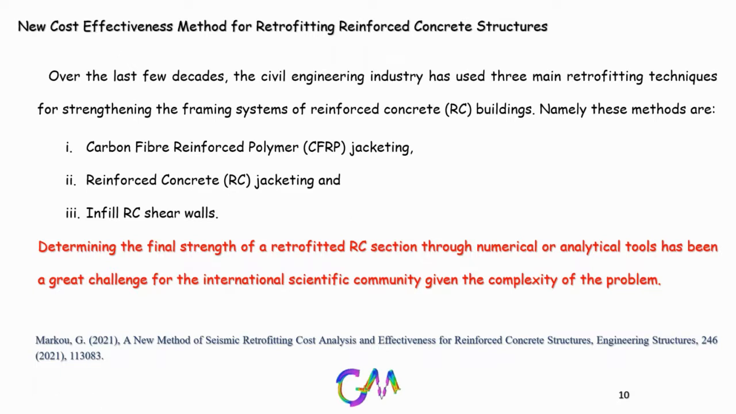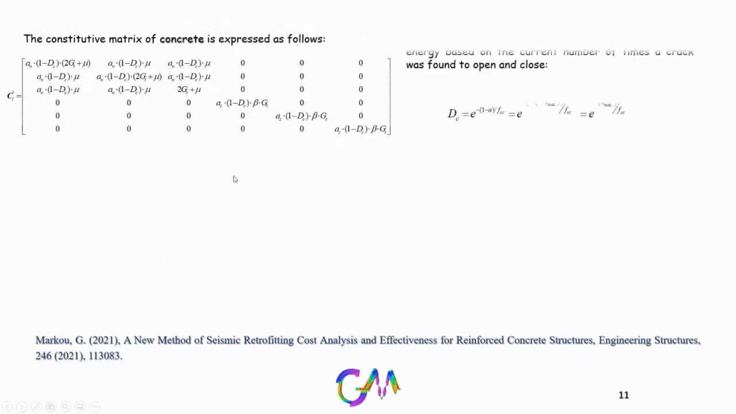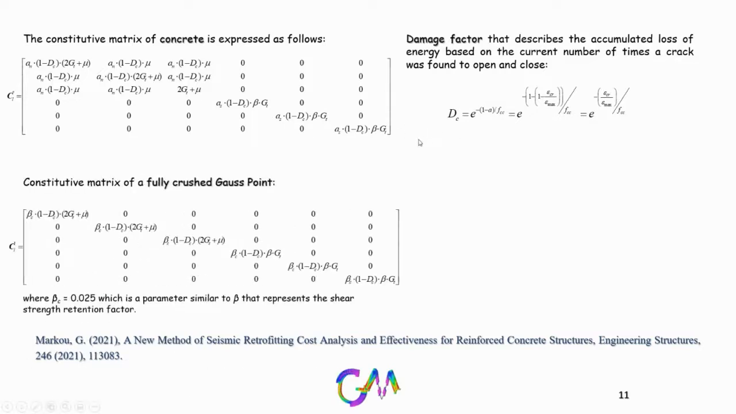So this 2021 publication was developed by myself, and I proposed a new method of seismic retrofitting cost analysis and effectiveness for reinforced concrete structures. And in this case, I used the more advanced constitutive material models, which you can see here. This is the damage factor as it was proposed by Dr. Mourlas, myself, and Professor Papadrakakis. And of course, this is the fully crushed Gauss point where you have the remaining resistance. As you can see, the diagonals are not equal to zero.